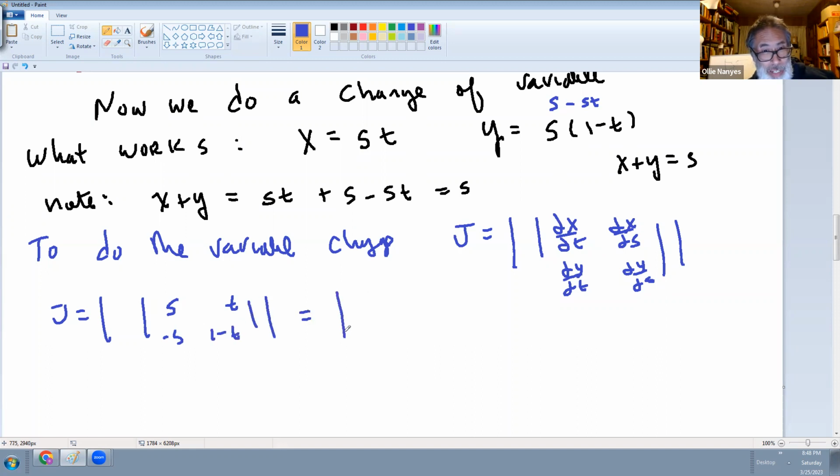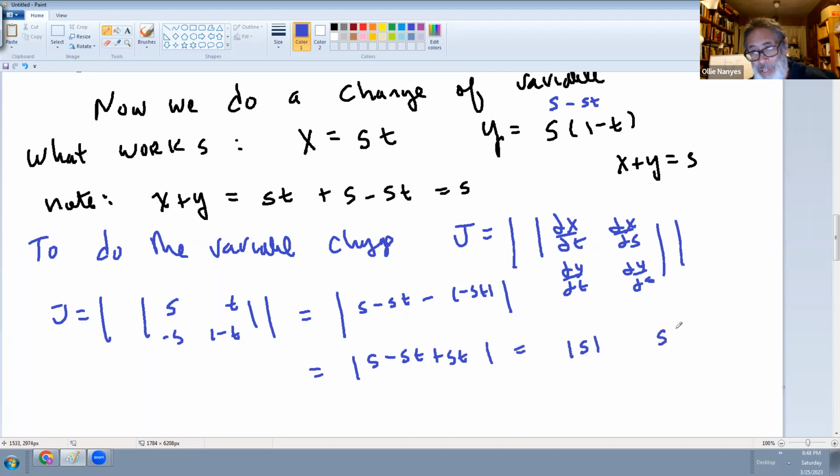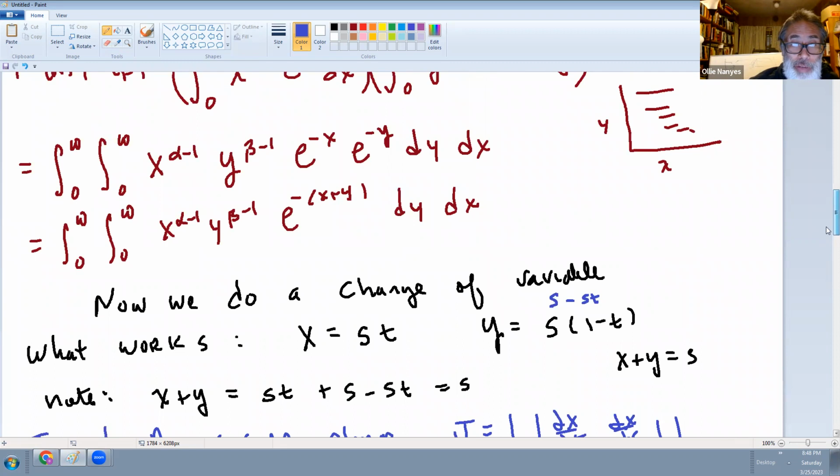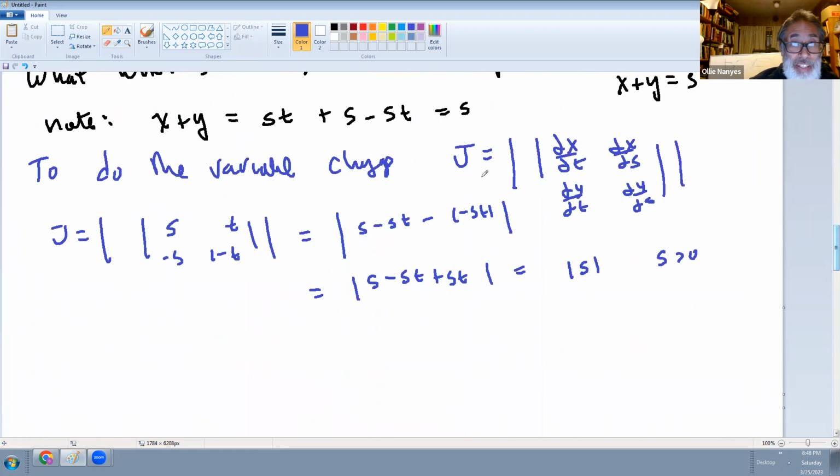You take the determinant: s times (1 minus t) minus (minus st), which is s minus st plus st, so the absolute value is s. And we'll find that s is positive anyway. So that's the Jacobian for this change. Now the next thing we need to do is find the limits.